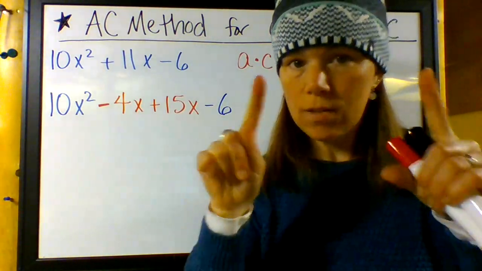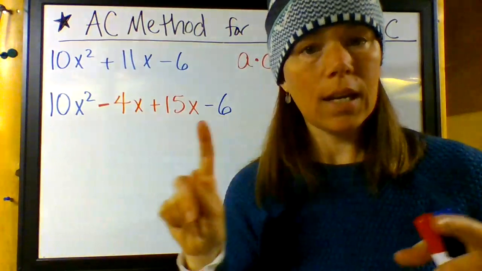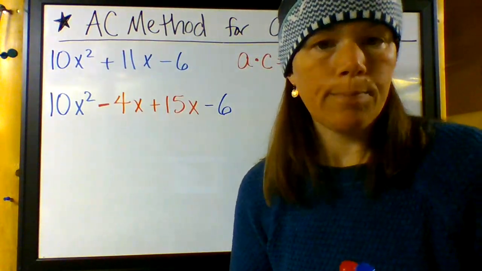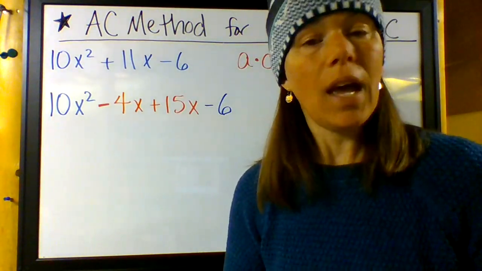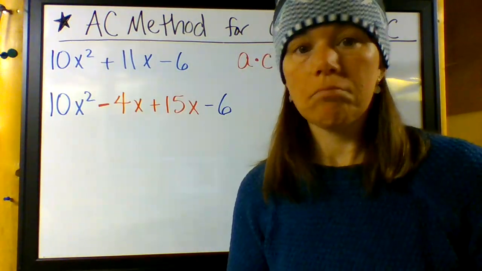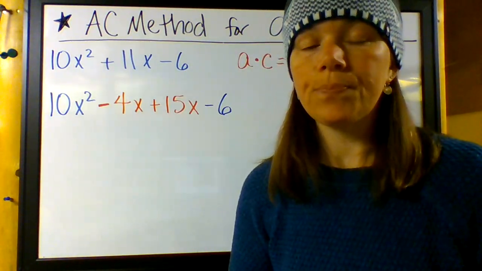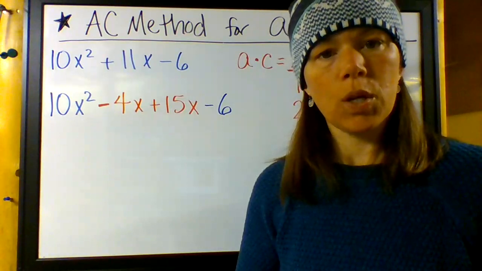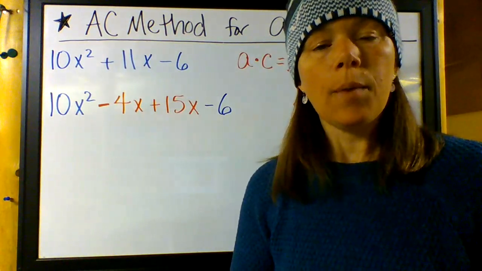So we can just set up two sets of parentheses and guess and check until you get the right two binomials. And if you want to do that, that's fine. That works. That's how I learned it. However, there is a pretty cool method called the AC method, and we're going to learn that today.